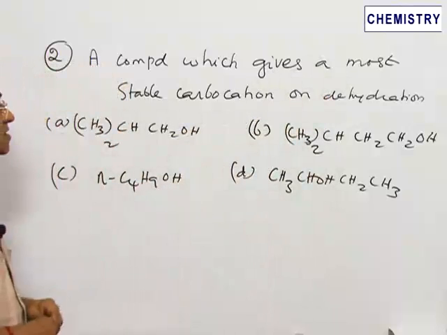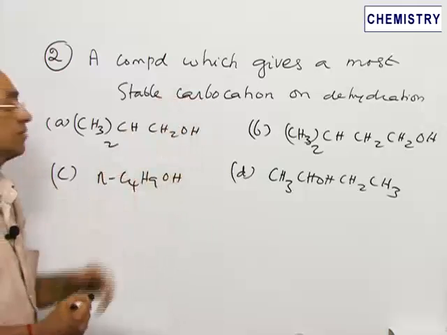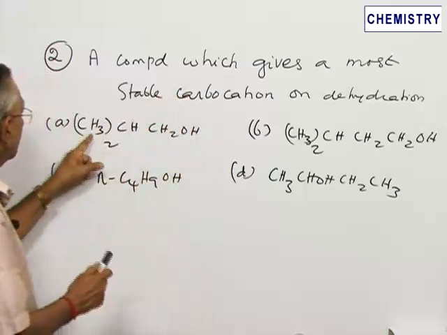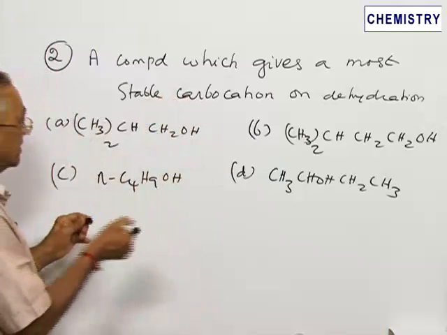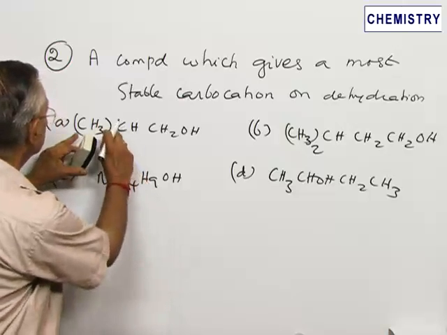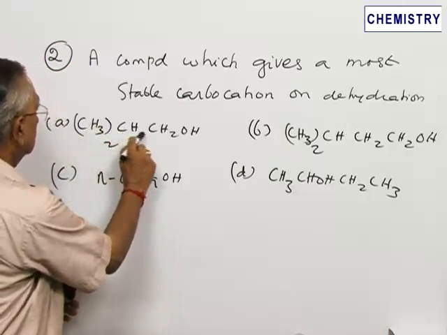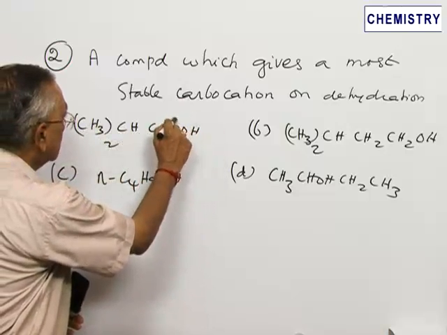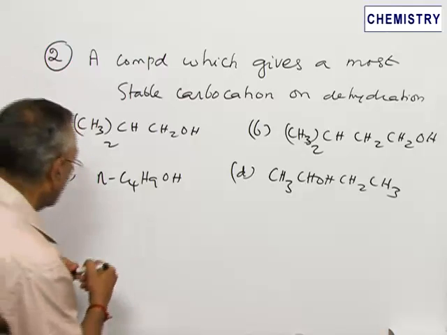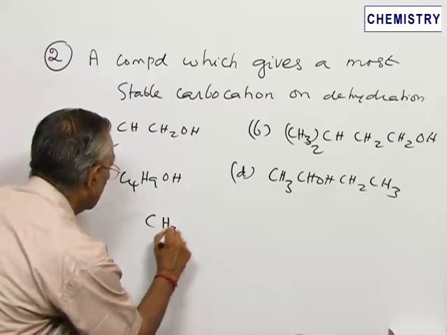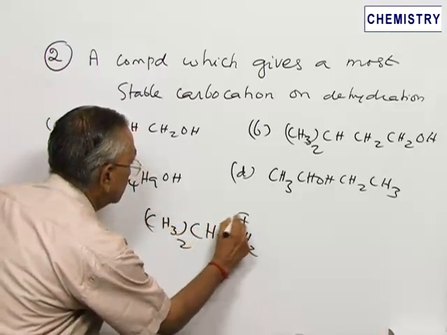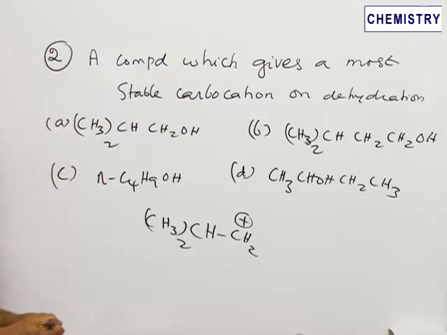Now we will take up the options one after the other, first A, B, C and D. In the case of A, what is the carbocation that is going to be produced? The carbocation that is going to be produced is (CH3)2CH-CH2, this OH goes off, therefore a positive carbocation will be produced. This will be the carbocation produced after the loss of OH. This is a primary carbocation.